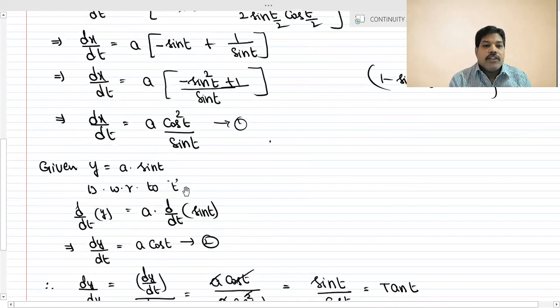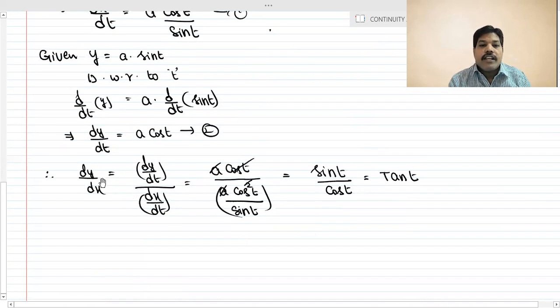Next, the y value. What is the y value, students? Y is equal to a sin t. Differentiate with respect to t. The derivative of sin t is cos t. What is required is dy by dx. What does that mean, students? Dy by dt by dx by dt. So the dy by dt value is a cos t and the dx by dt value is a cos square t by sin t. So a will be cancelled, the square and the cos t will be cancelled. You take the sin to the numerator, and it will become sin t by cos t, which is tan t. All understood, students?